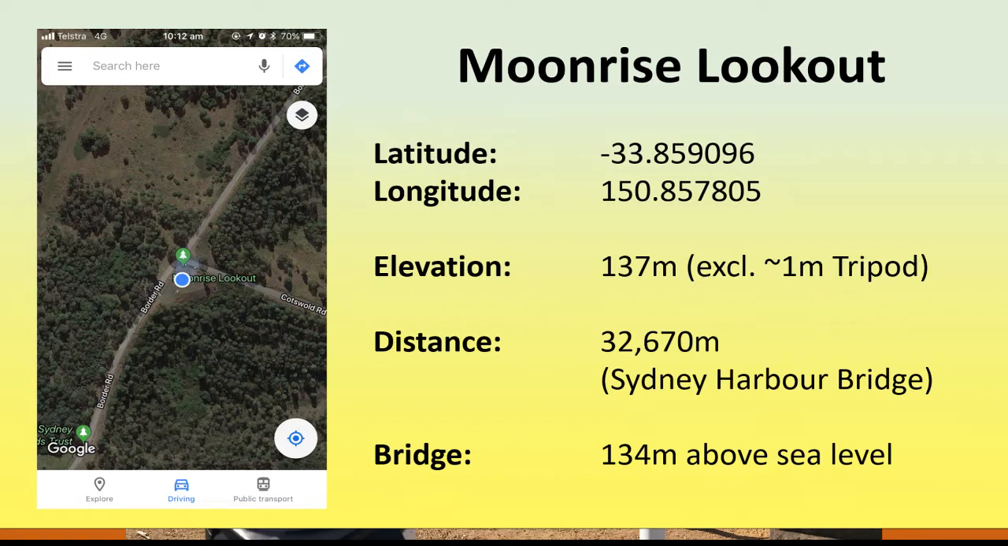Yeah, that'll do. And on the way, I stopped at a place called Moonrise Lookout near Horsley Park. It's a spot on the way where you can actually see the Harbour Bridge and the tower. So latitude and longitude are here.